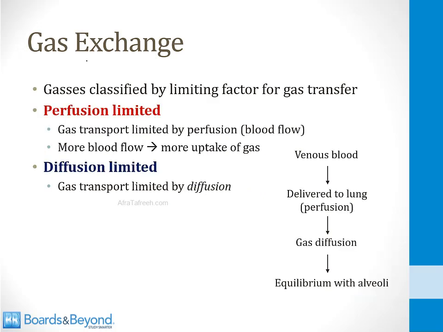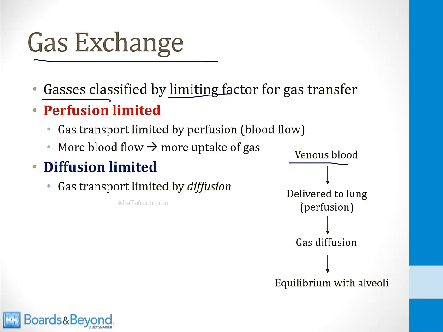So now that we understand that, we can talk about how gases are exchanged between the alveoli and the bloodstream. Gases like oxygen or carbon dioxide can be classified by the limiting factor for gas transfer within the body. To understand this, let's look at the bottom right side of the screen. So imagine that we have carbon dioxide found in venous blood.